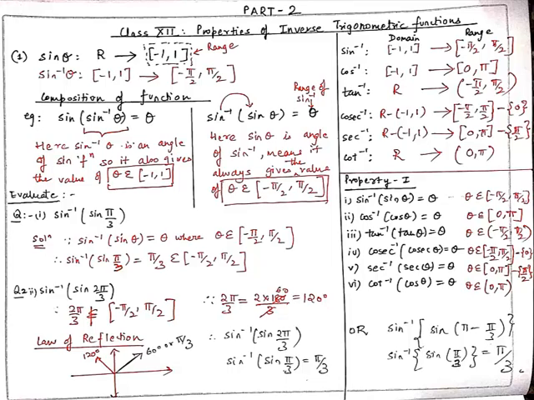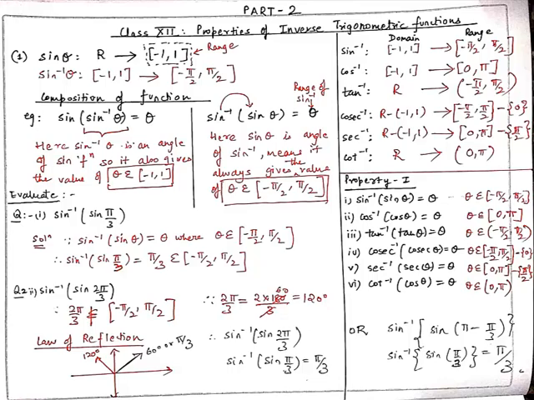Now come to the second question. Here, sine inverse sine 2π/3 equals what? We have to evaluate this. Now, student, in this question we clearly see that 2π/3 does not belong to the range of [-π/2, π/2]. So we have to make this 2π/3 lie in the range of [-π/2, π/2].